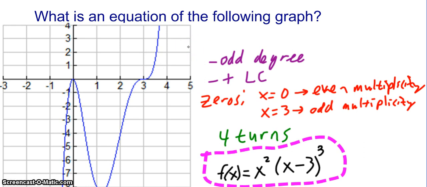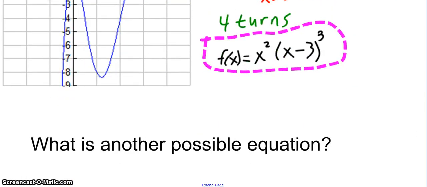Anyway, so I know it has to be an odd multiplicity, and it has to be at least a multiplicity of 3. It could have been higher, but it has to be at least 3. So there are 4 turns for sure. So that's how I wrote x squared and x minus 3 cubed. I want you to think of at least one other possible equation. And maybe you already have another one. So maybe you came up with something different originally. As long as it's correct, that's something else then.